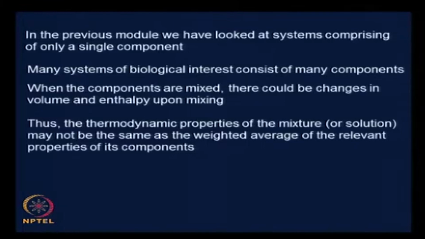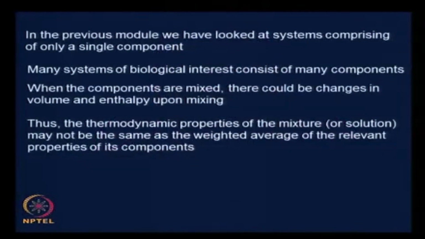What I mean by that is, you could take volume 1 and volume 2, V1 and V2. When you mix them together, the total volume may not be V1 plus V2. It could be something different from V1 plus V2. Similarly, enthalpy H1, enthalpy H2, and maybe H3, H4, depending on the number of components we are mixing together. Put them all together, the total enthalpy may not be equal to the algebraic sum of the enthalpies of individual components. Therefore, the thermodynamic properties of the mixture or the solution may not be the same as the weighted average of the relevant properties of its components.